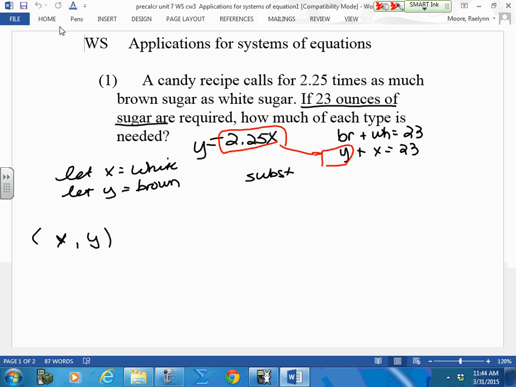We're going to take out this y, and we're going to substitute in this. Could you have done that right off the bat? Yeah, but I just wanted to stick with two variables. So we're going to get 2.25x plus x equals 23. Now we're going to solve. 3.25x is equal to 23, and we're going to divide by 3.25.